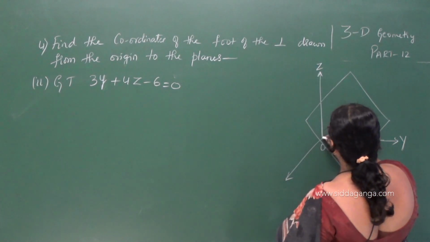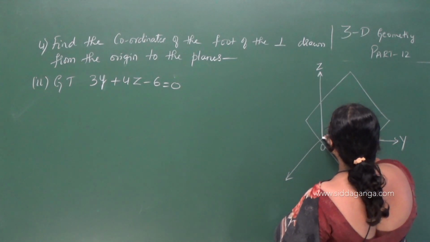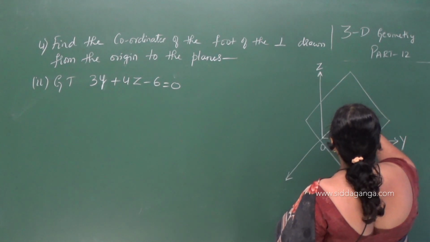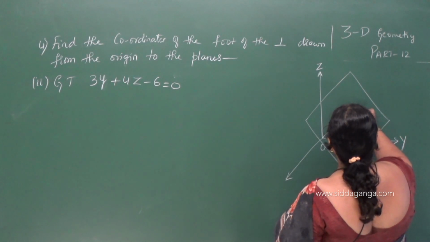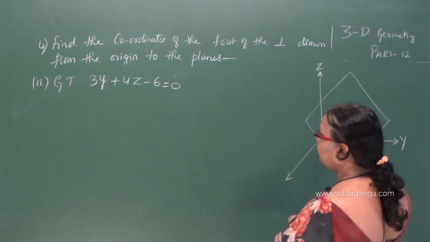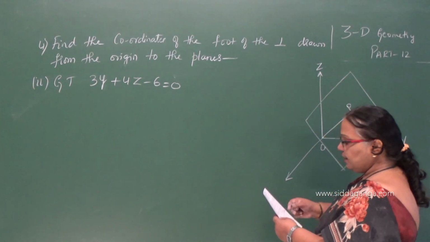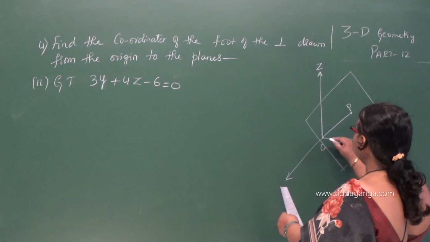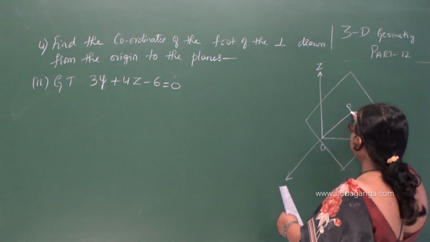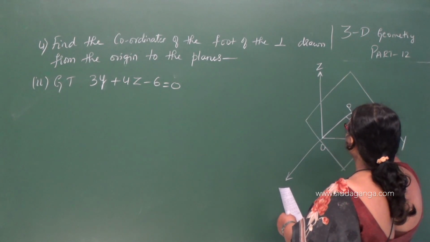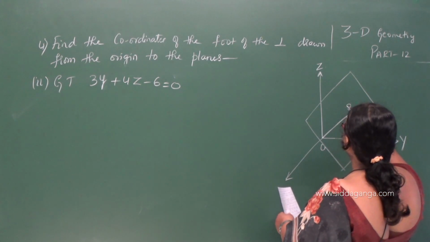So from the origin we have to draw the perpendicular to the plane. We have to find the foot of this perpendicular. Take that as P and consider it here. The equation of the plane is given. So that is, from the origin we have to draw a perpendicular to the plane.